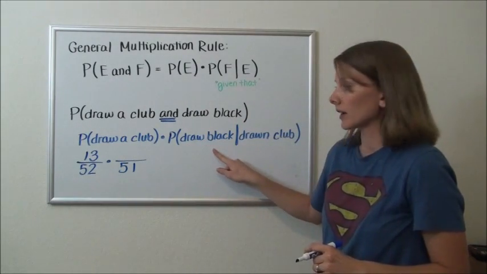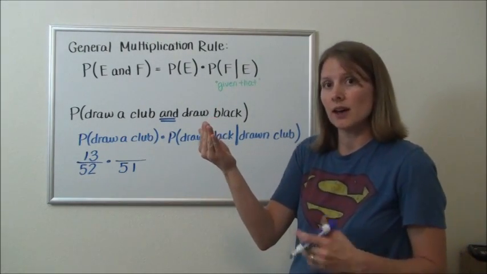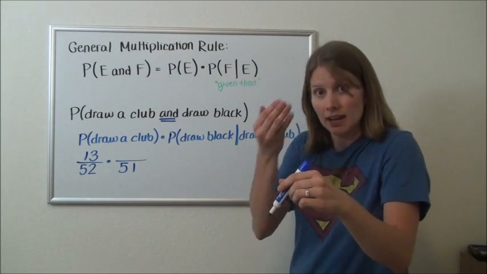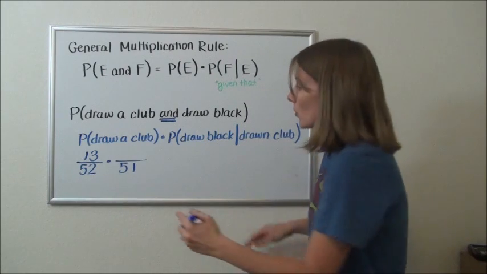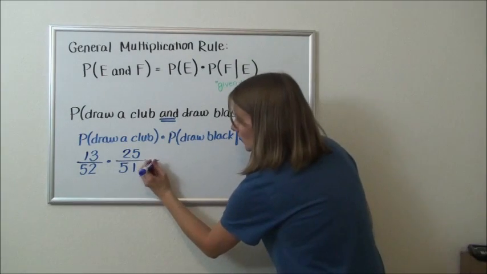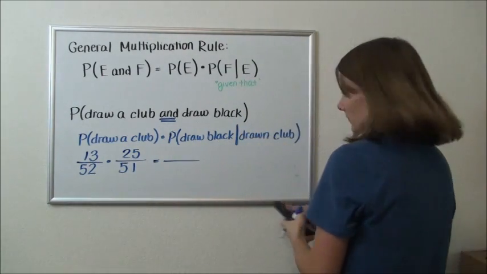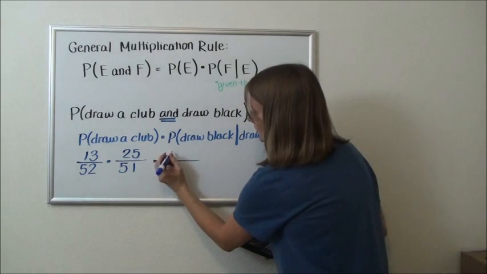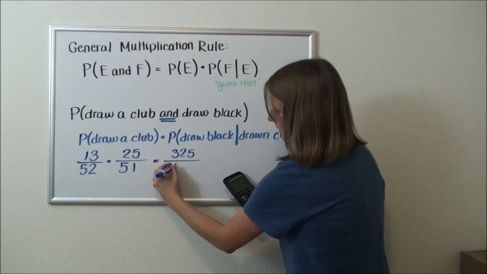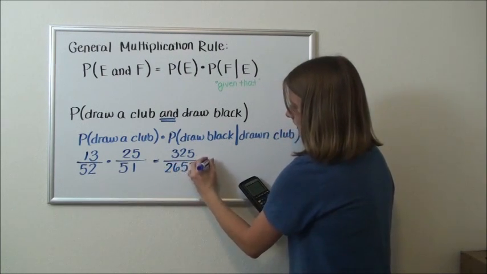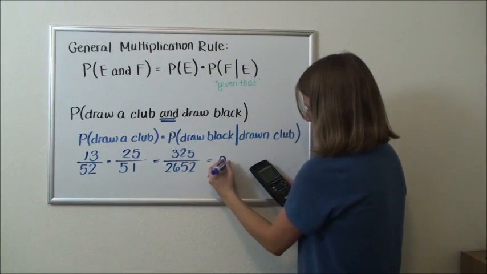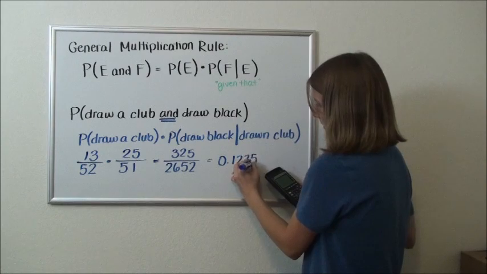How many of them are black? Well, if I drew the first card and it's a club, which is a black card, I put it in my pocket, there are originally 26 black cards in the deck, and if I took one of them and put it in my pocket, now there's only 25 left. So there's 25 black cards left. And again, we want to multiply everything straight across. So we got 13 times 25, which is 325. And then on bottom, we got that 2652 again, which is a decimal. Looks like 0.1225.